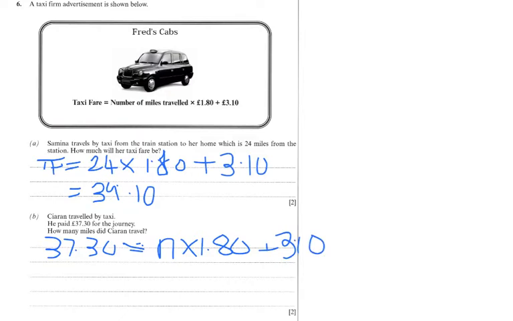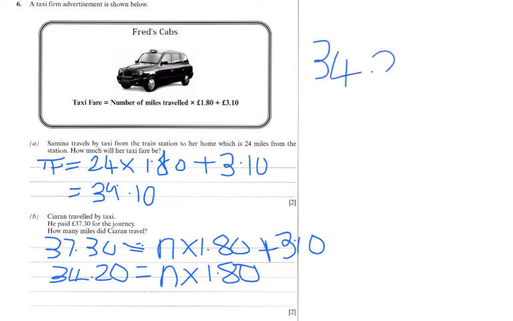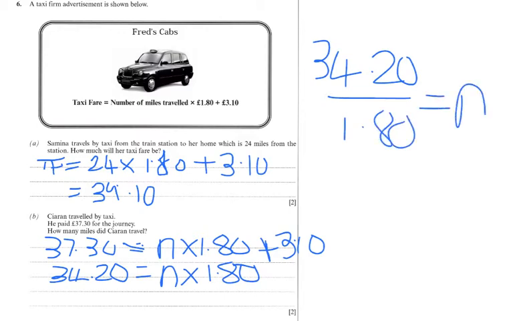Right, first thing to do is get rid of the £3.10, so we're going to do £37.30 take away £3.10. So take away the £3.10 from £37.30 and you're left with £34.20. And that equals the number of miles times £1.80. So to work out the number of miles, you've got to do £34.20 divided by 1.80, and that will get you the number of miles. So in that question, the number of miles is 19.